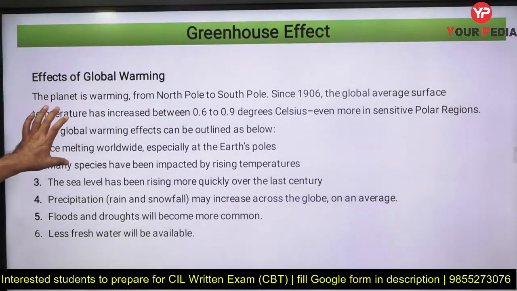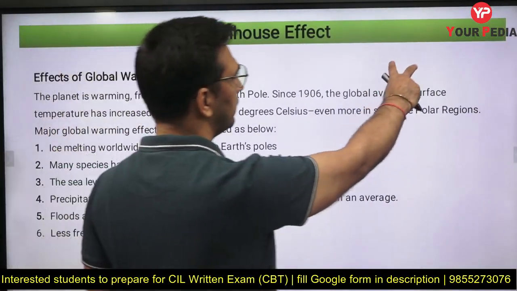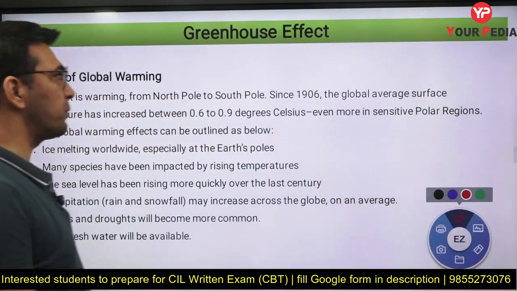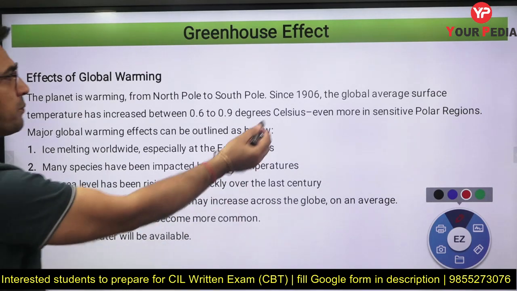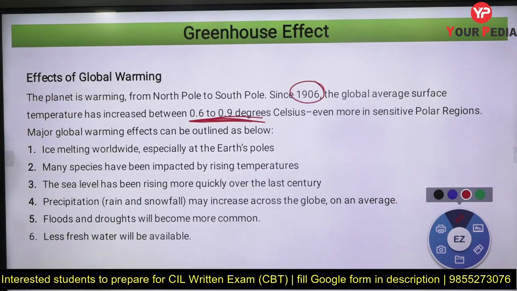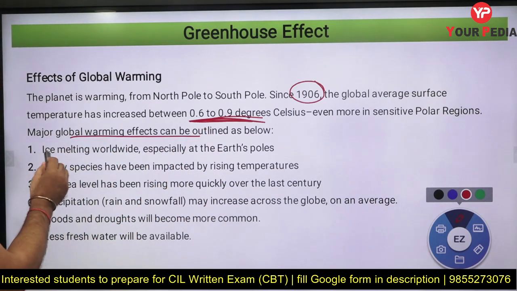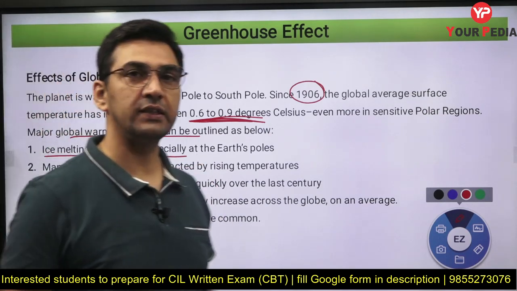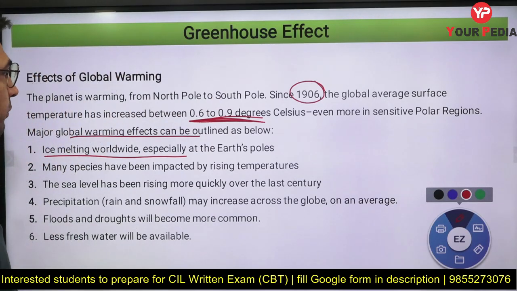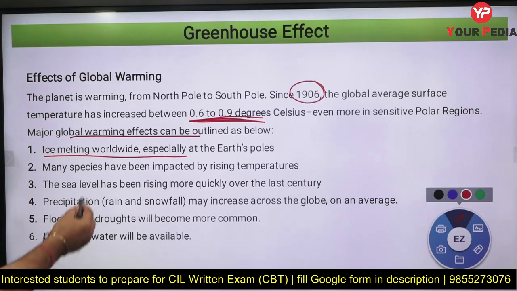Now, the effects of global warming, you already have the idea. Almost every day it is in the news. If the overall temperature increases, then roughly, if you compare from 1906, this much increase has already taken place in the overall temperature of the Earth's surface, that means the atmosphere. And what can the major warming effects be? Ice melting. Obviously, we have a lot of ice in the polar areas, the South Pole and North Pole, so melting will take place, not only there but also in the glaciers we have on the mountain peaks.